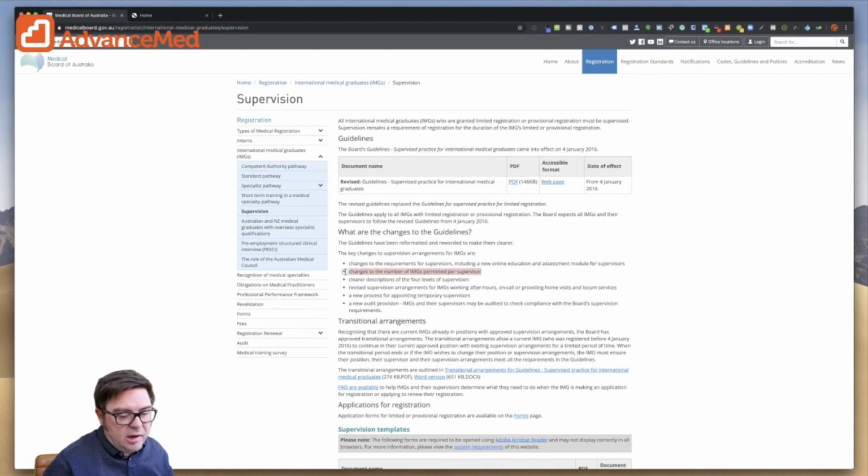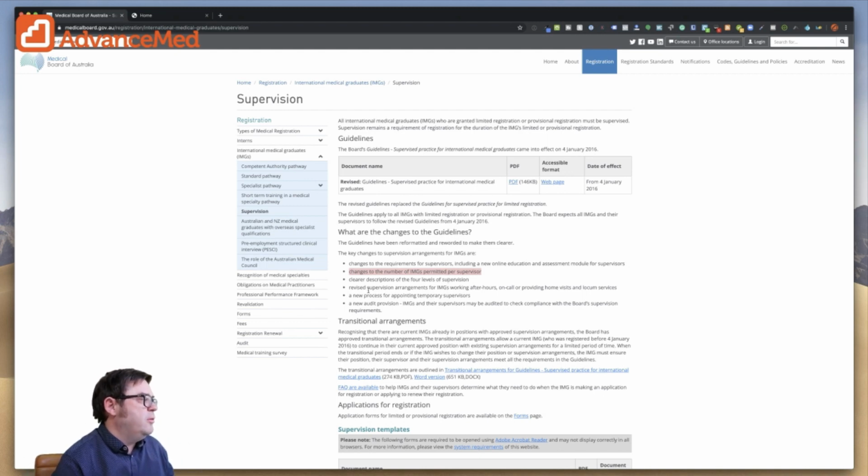I think this was one of the key changes because what was happening prior to this was, particularly in general practice, there were too many doctors being supervised who were requiring direct supervision under the remit of one particular supervisor, and that was obviously a little bit unsafe. Clearer descriptions of the 4 levels of supervision. It's probably worth us going through that a little bit.